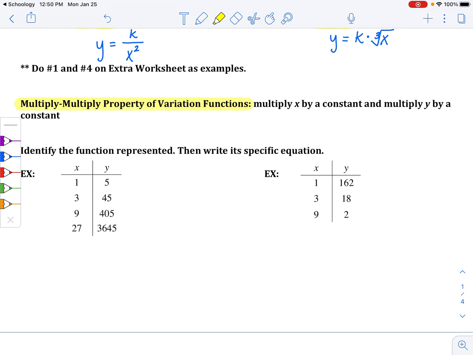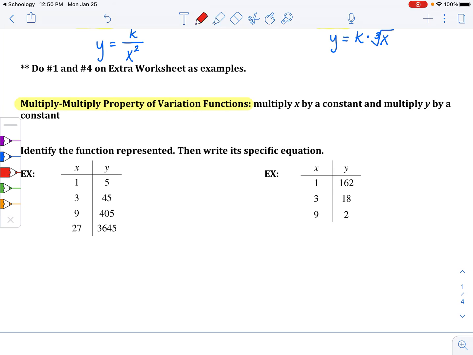That means the x's have to be multiplied and the y's from one point to the next. So multiply x by a constant and multiply y by a constant. We're going to identify the function represented. Then we're going to write its specific equation. There's a good amount of parts in here.